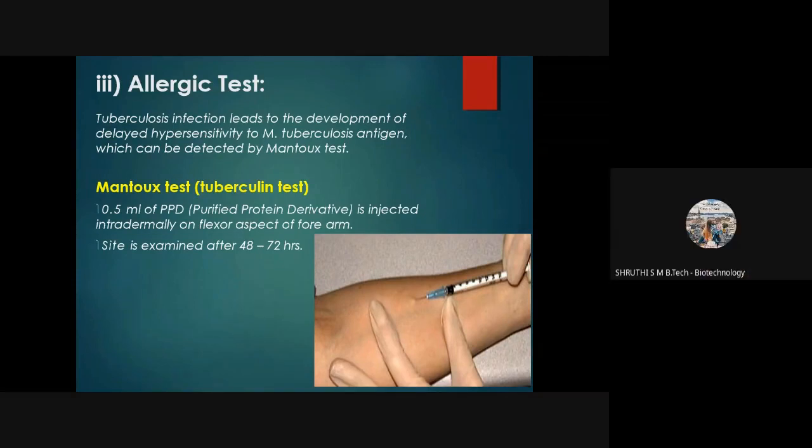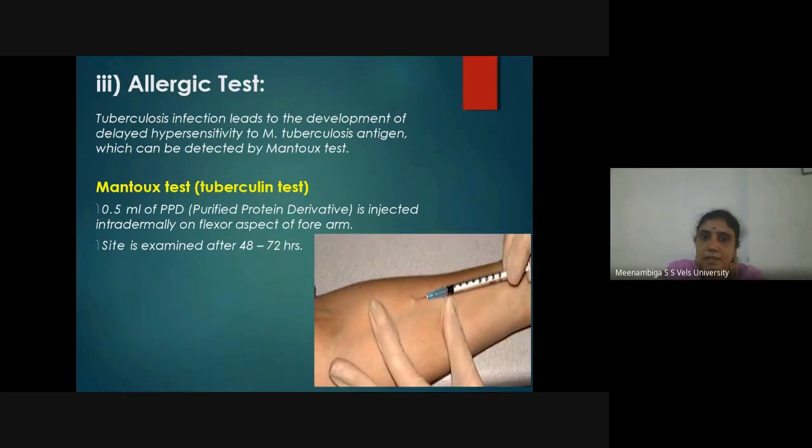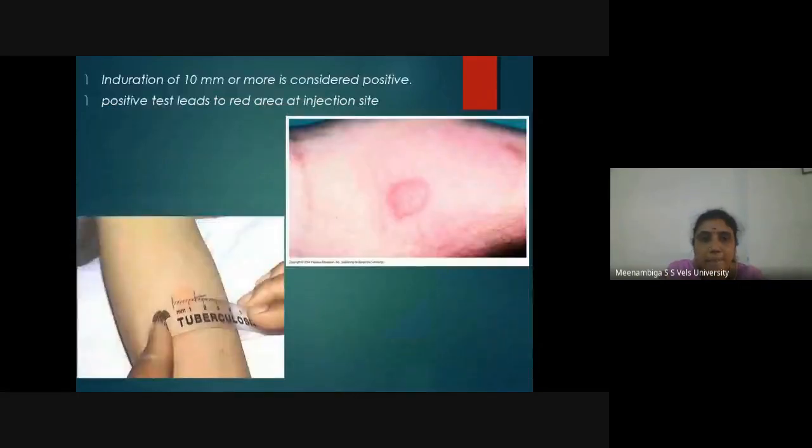Yes, ma'am. So this is a type of allergic test. It leads to the development of delayed hypersensitivity to Mycobacterium tuberculosis antigen, which can be detected by Mantoux test. இதில் என்ன பண்ணுவாங்கன்னா 0.5 ml of PPD, means purified protein derivative, is injected intradermally on the forearm. So after 48 to 72 hours, the site is examined. So induration of 10 mm or more is considered positive. That is, you will be getting an inflammation.